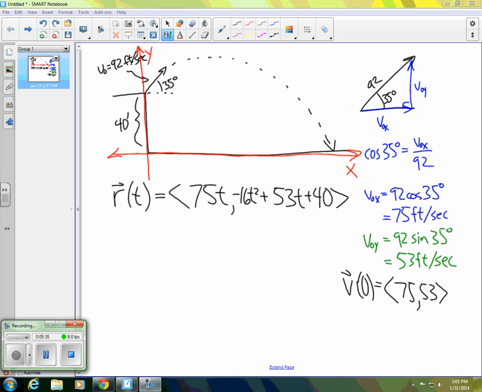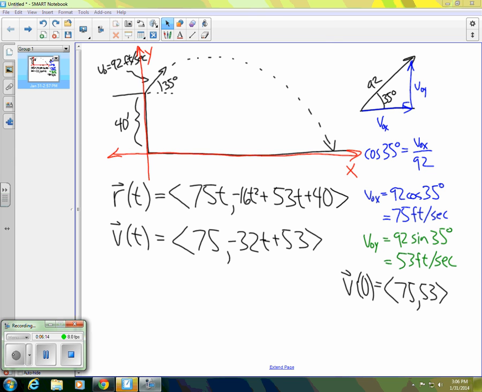It's likely that along the way we'll need the velocity vector, so let's find it right now by taking the derivative. That's 75 and then negative 32t plus 53. You can see that if we put in 0 for t, we in fact get our initial velocity vector, 75, 53. Let's keep using this page for a little bit, and then we'll go to a new page.